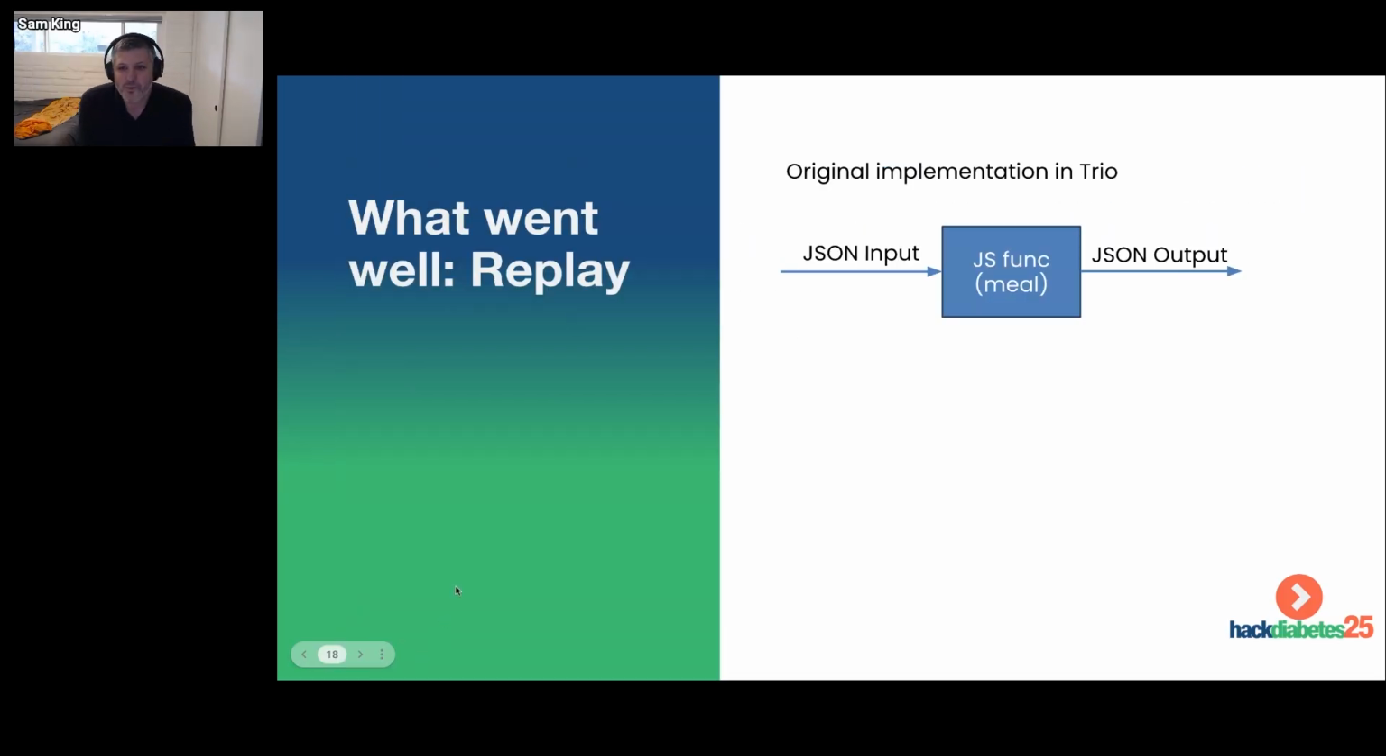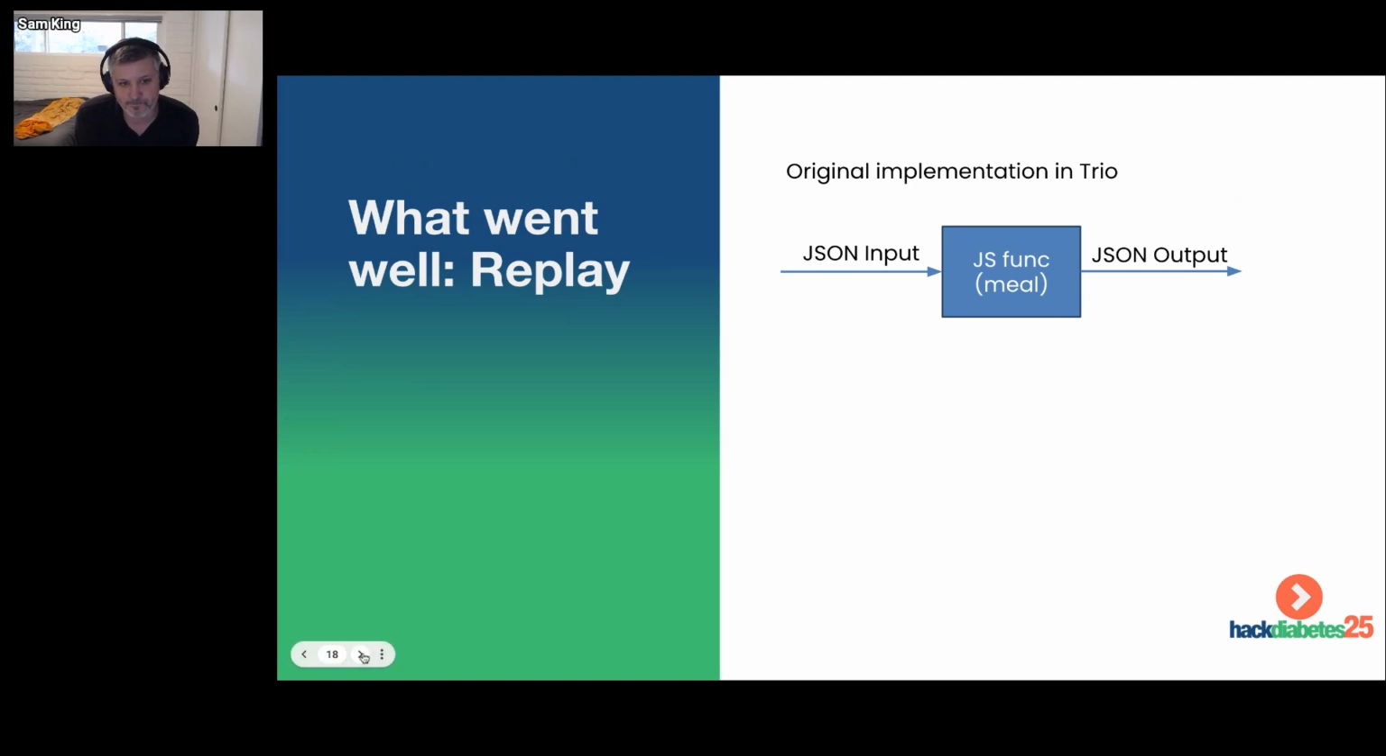Perfect. So in terms of what went well, one of the things that I think we really did well is we built the ability to replay inputs and figure out what went wrong if we detect that there's an issue. In the original implementation of Trio, a bunch of inputs get created into a JSON object, and JSON is just a way to represent data. You feed it into the JavaScript function, and it gives you some more JSON, again a way to represent data, but this is the output. It can then take that and use it in the rest of the app.